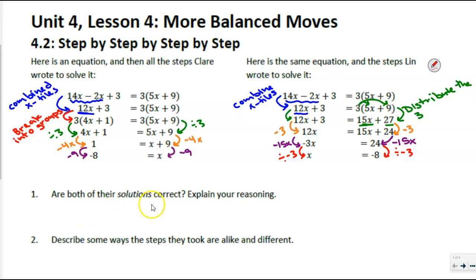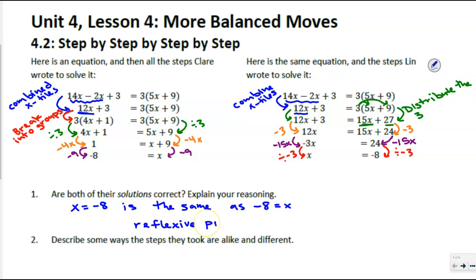So are both of their solutions correct? We have negative 8 is equal to x, and we have x is equal to negative 8. And the answer is yes, both of their solutions are correct. X is equal to negative 8 is the same as negative 8 is equal to x. We call that the reflexive property.